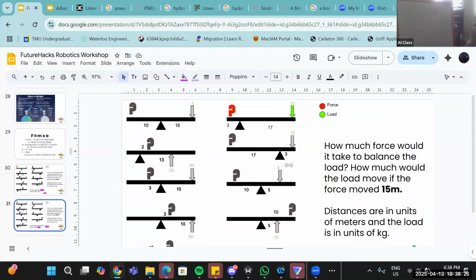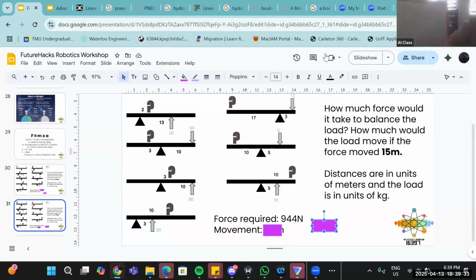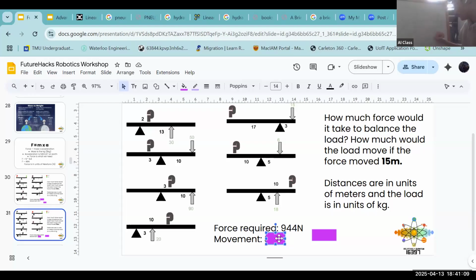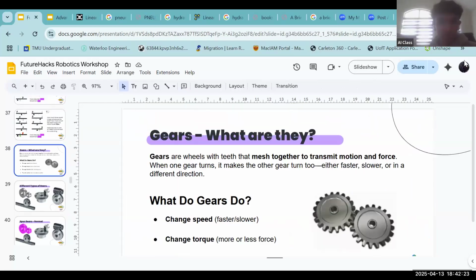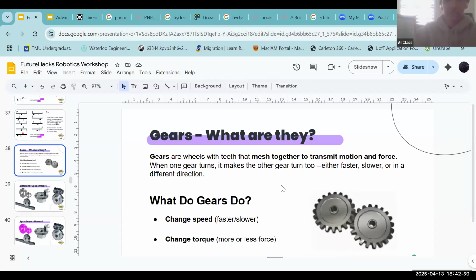So how much would the load move if the force is 944 newtons, D1. So I guess I want you guys to try that out real quick. F1, F2, but we don't know D2. So when one gear turns, it makes the other gear turn too, but in the opposite direction. And it also mentioned it can either make it move faster or slower.